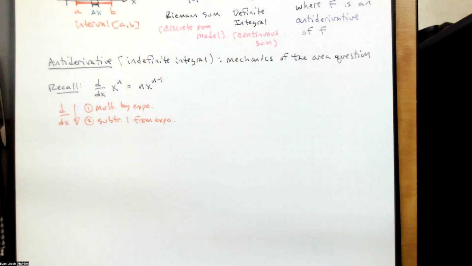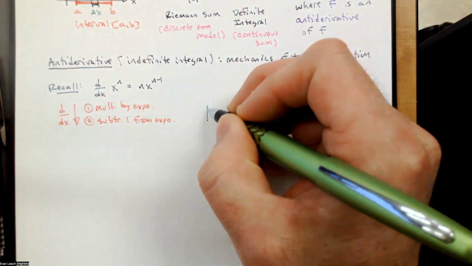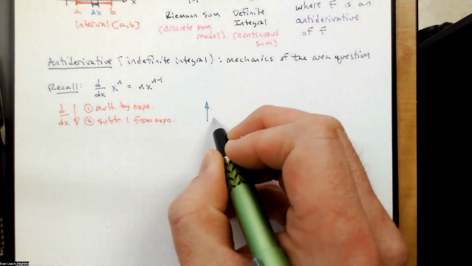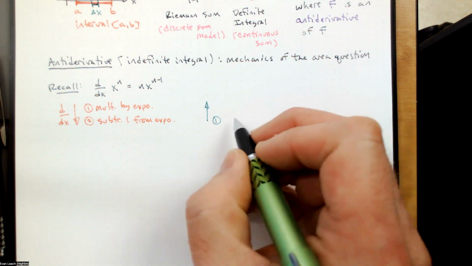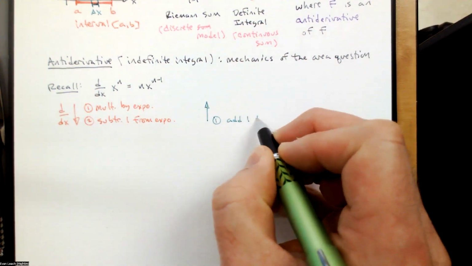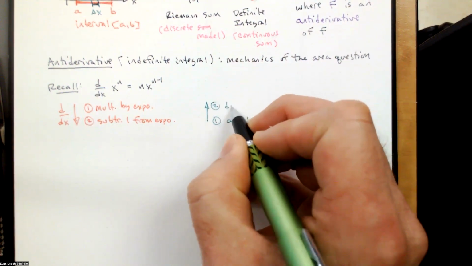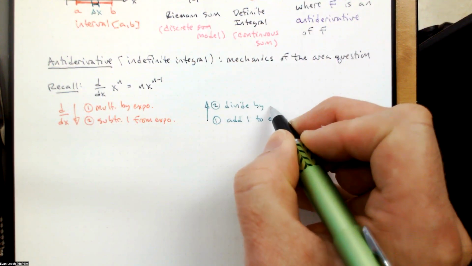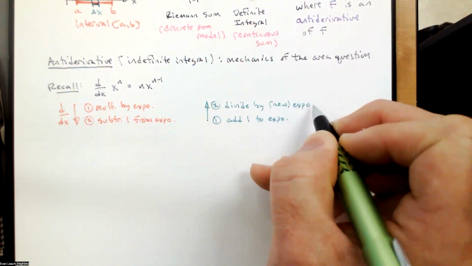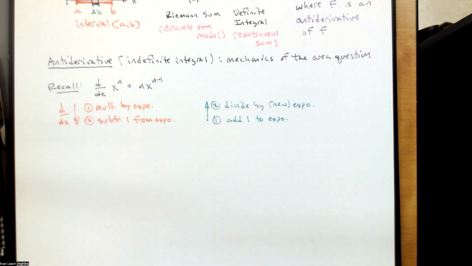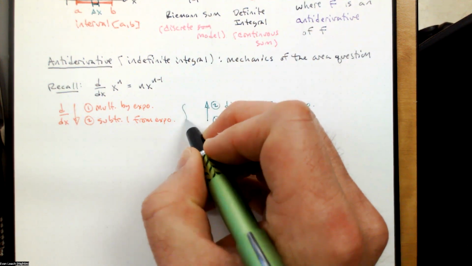So if we invert this process, the first thing that we're going to do is the inverse of subtracting 1 from the exponent. We're going to add 1 to the exponent. And then we're going to divide by the new exponent. That's the inverse of this process. Add 1 to the exponent, then divide by that new exponent. And this is how we will antiderivative, integral dx.